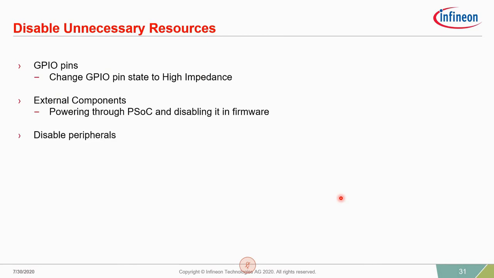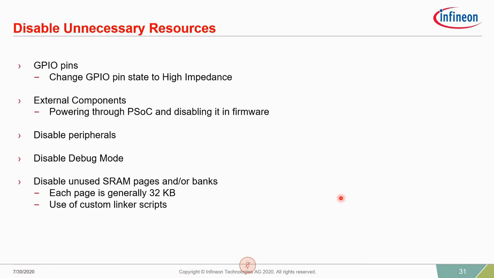Next is to disable any peripherals that you're not using. And if the application is already in production, you might not need the debug mode, and you can go ahead and disable the debug mode in the device configurator to reduce the current consumption even further. Now, like I've spoken before, you can disable any of the unused SRAM pages or banks. And if your device supports UDBs, then you can go ahead and disable that as well.